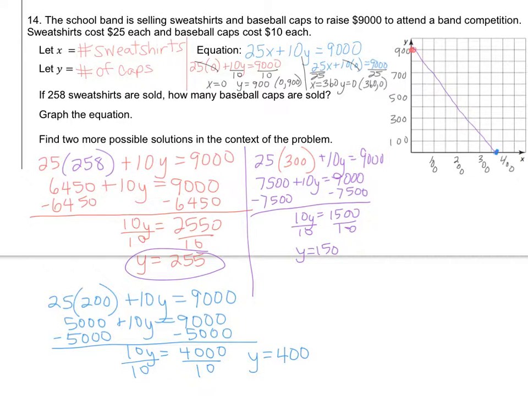So then when it asked, if they sold 258 sweatshirts, I just used my equation in standard form, and I plugged in 258 for the sweatshirts and solved it down to find out that we would have sold 255 of the baseball caps. Then it just opened it up wide for you to figure out 2 more possible solutions. So I just came up with 2 more possible choices of the number of sweatshirts we could sell and solved to see how many baseball hats would go with it. I'm sure you don't have the same numbers as me, but I did 300 sweatshirts, which gave me 150 hats, and 200 sweatshirts gave me 400 hats.